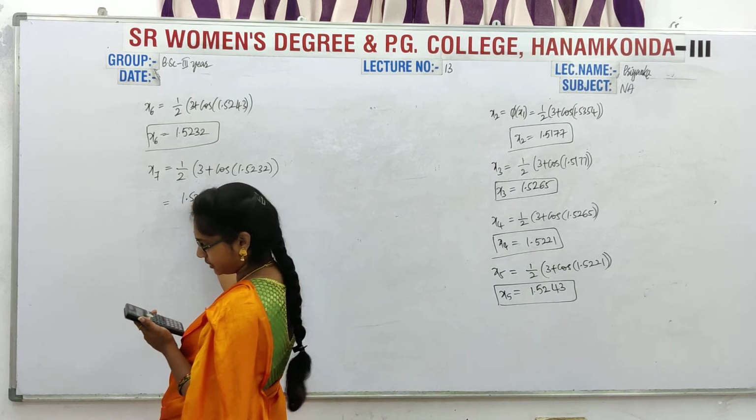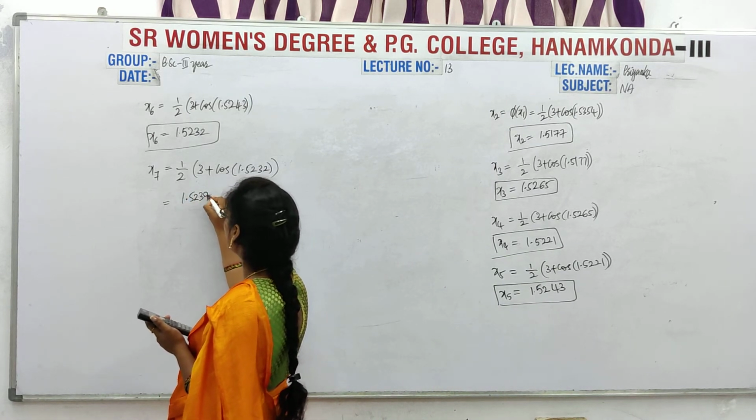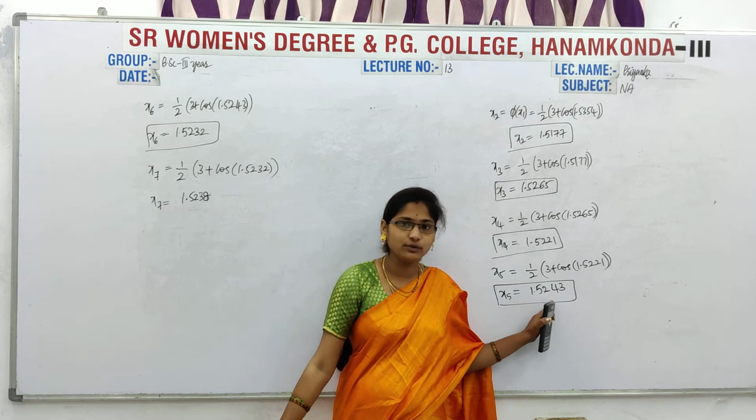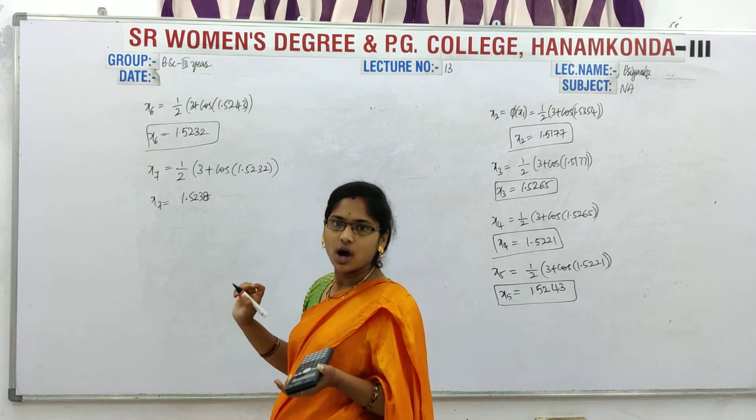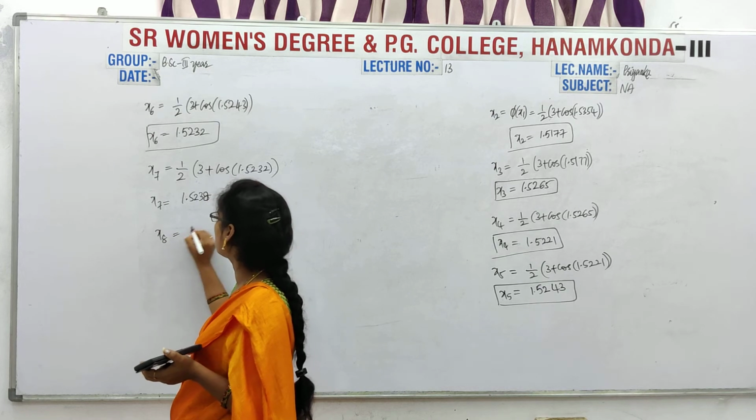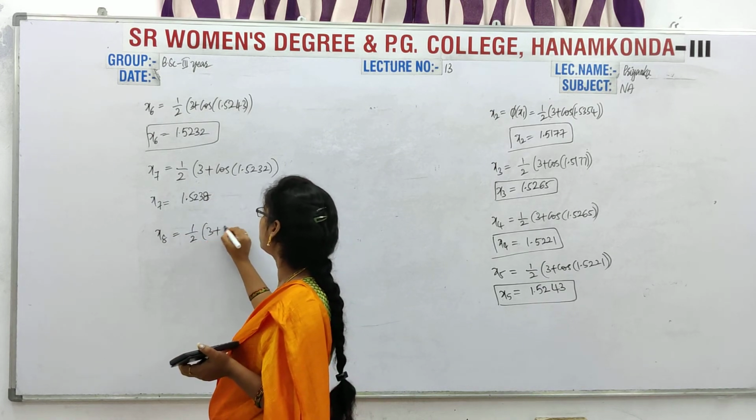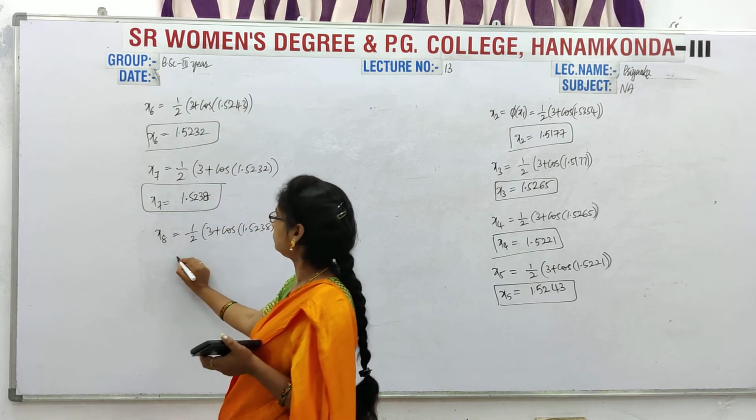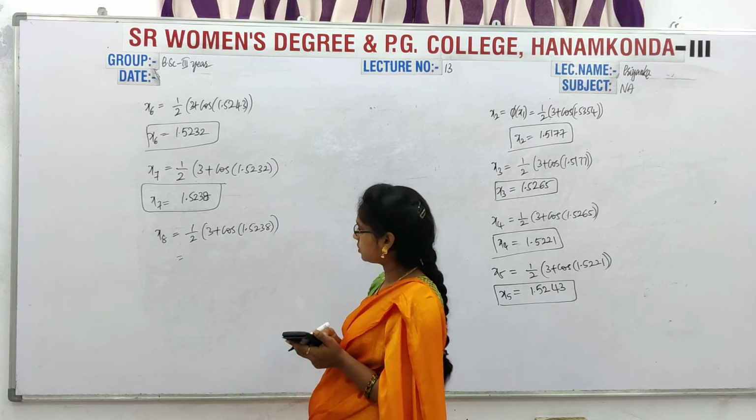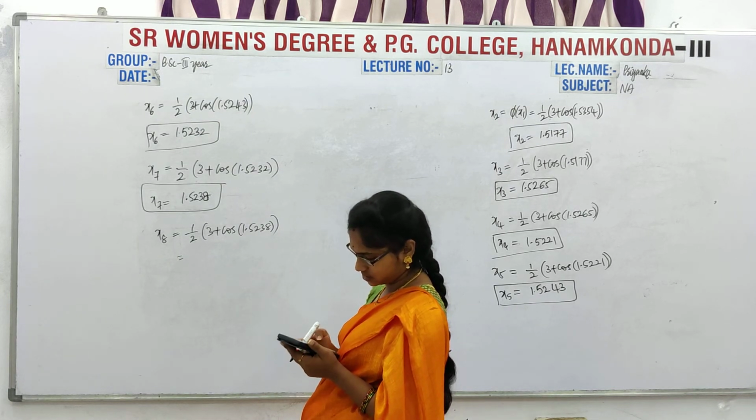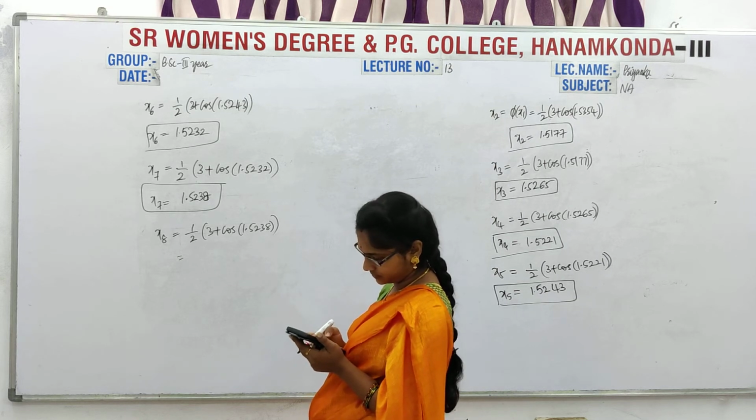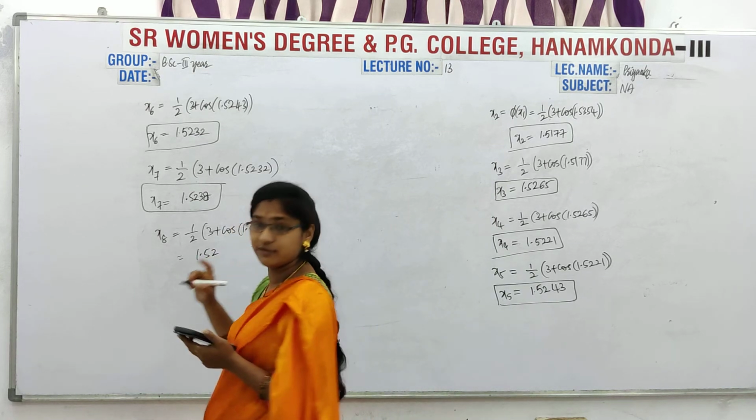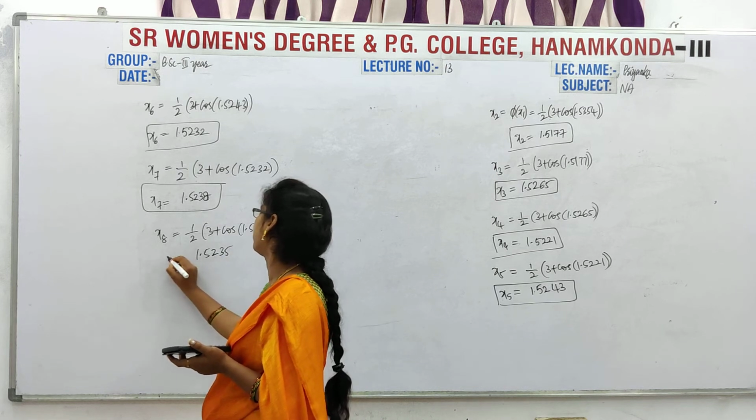Again here 1.52378 I have. So simply 1.5238. Now it is nothing but x7. Of course, see here we have 1.5243 and here we have 1.5232, almost the same. Now I am going for the next iteration: 1 by 2 of 3 plus cos 1.5238. Now cos of 1.5238 plus 3 divided by 2. 1.52348, so it is nothing but 1.5235.